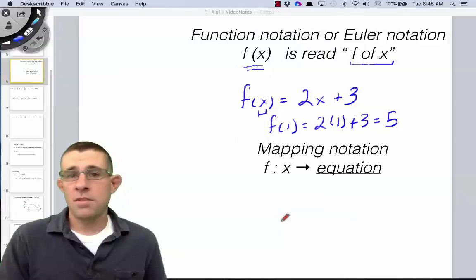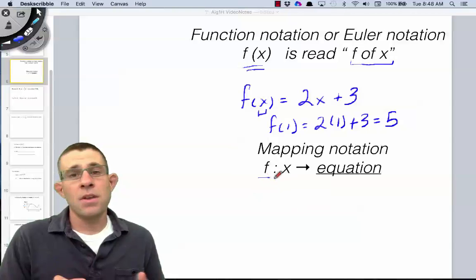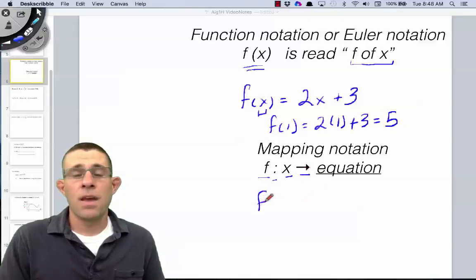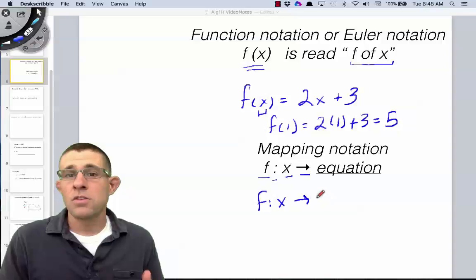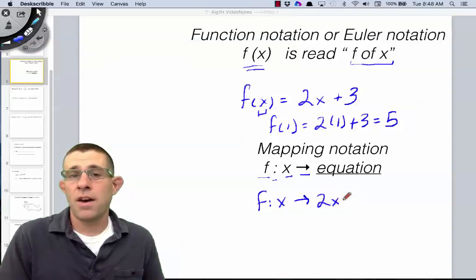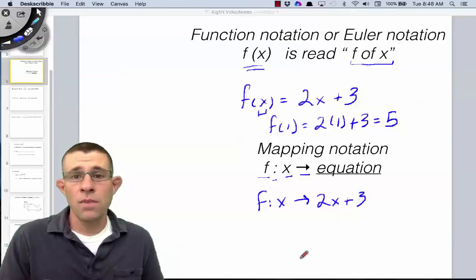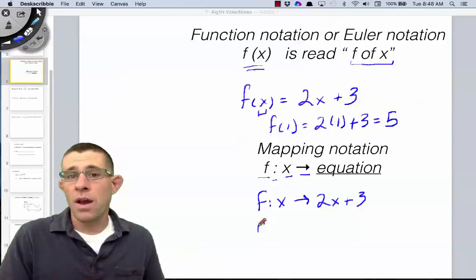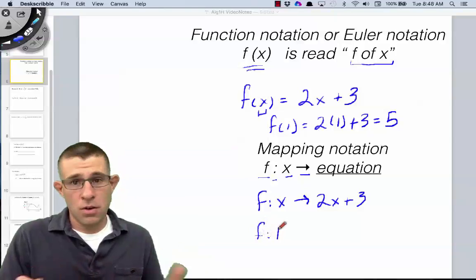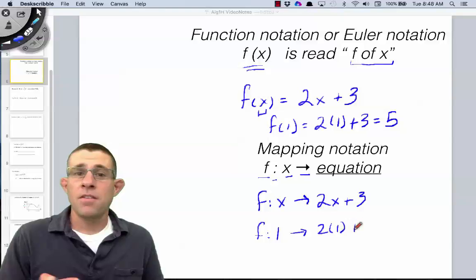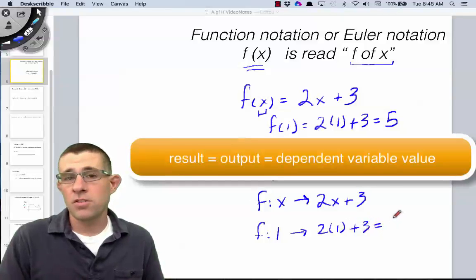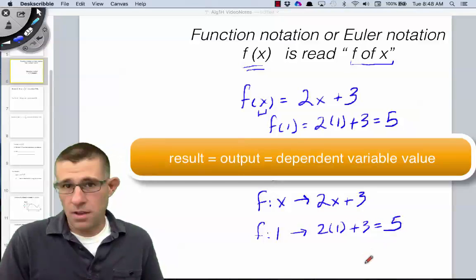Another form of notation that we're going to see in this unit is called mapping notation. It's written just a little bit differently with a colon, an x, and an arrow, and then the equation follows. So f colon x arrow 2x plus 3 simply means if I let x be 1, it is now going to map 1 onto the equation 2 times 1 plus 3, which is 5. And that is known as the result of the function. Let's take a look at a few more examples.